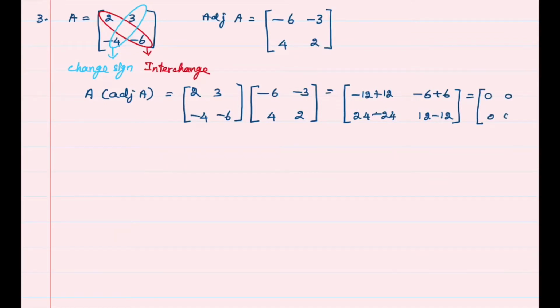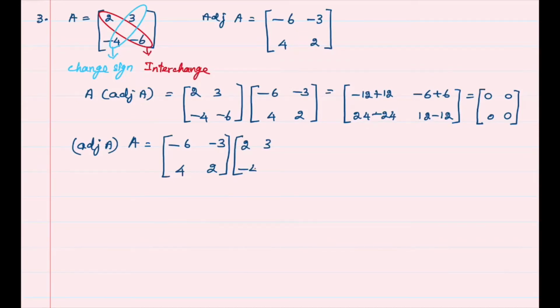It is a 0 matrix. Now we will find adjoint of A into A. We will write adjoint of A first: minus 6, minus 3, 4, 2, times A matrix 2, 3, minus 4, minus 6.